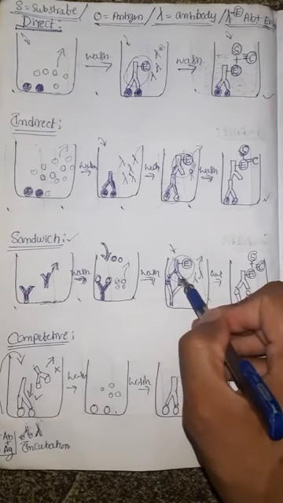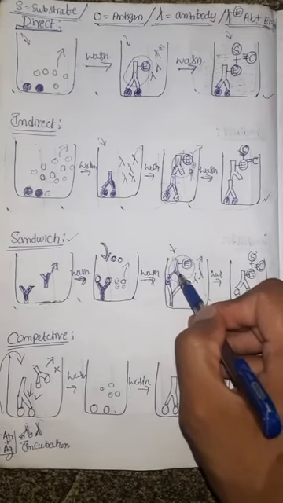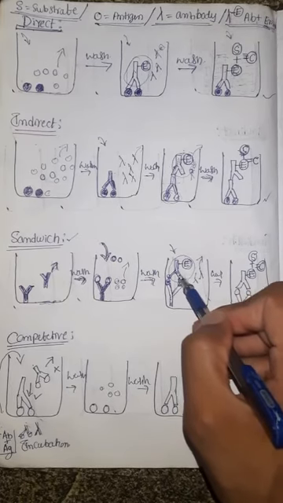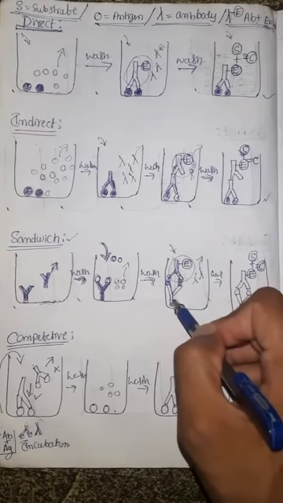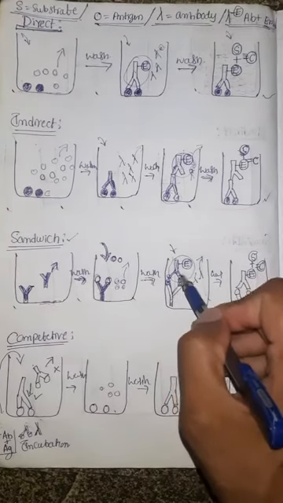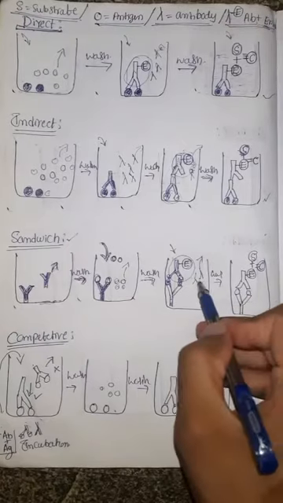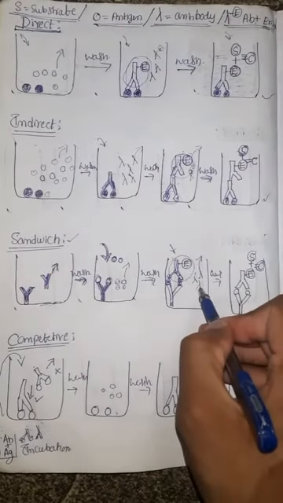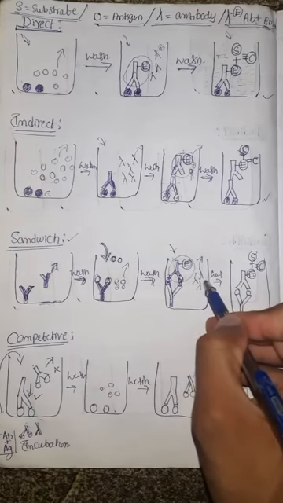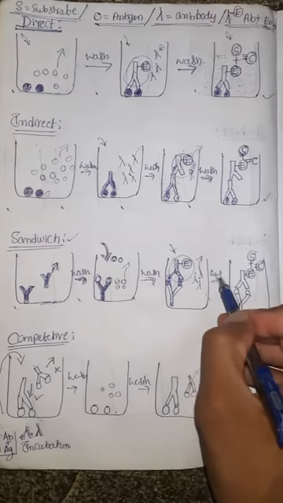Here, with the help of another epitope of the antigen, this antibody paratope will be attached, so that it forms a complex: antibody, antigen, antibody complex. Okay, here also there will be a number of unbound particles, that is antibody particles, that should be removed through washing.